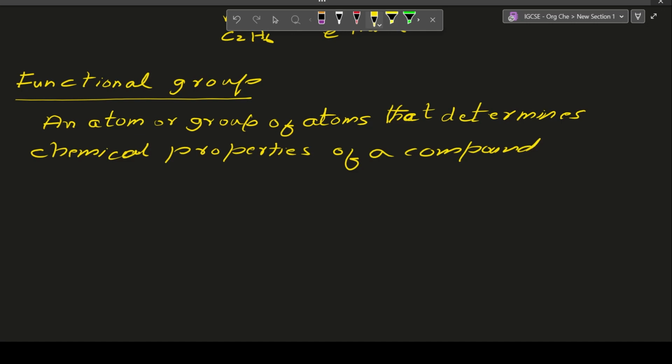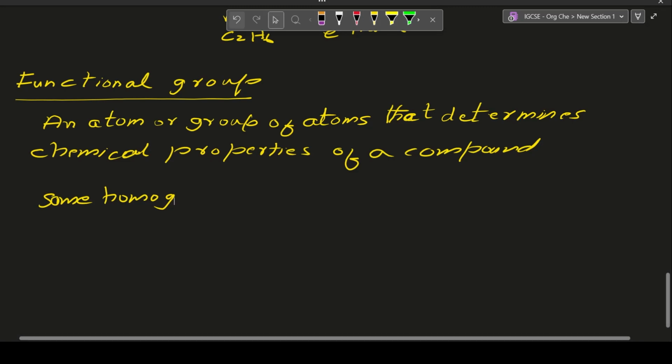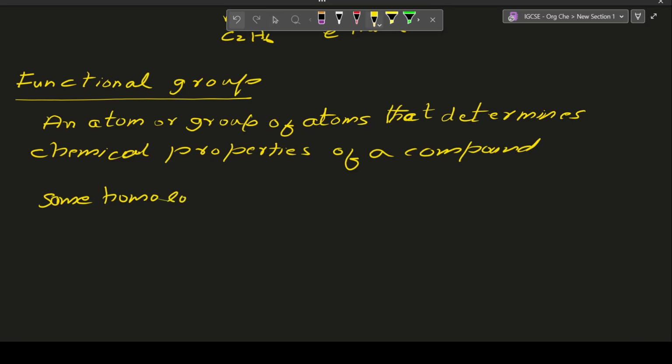It means a homologous series has the same functional group. If you take any member of that particular family, it will react almost in a similar way like other family members. The same homologous series has the same functional group. Now I'll just give you an example.